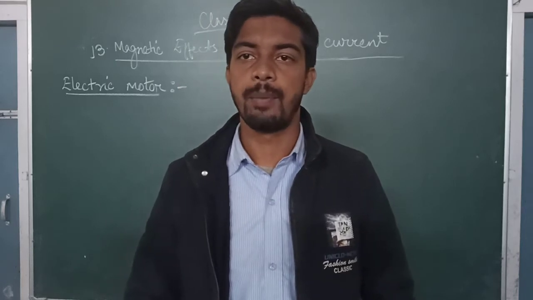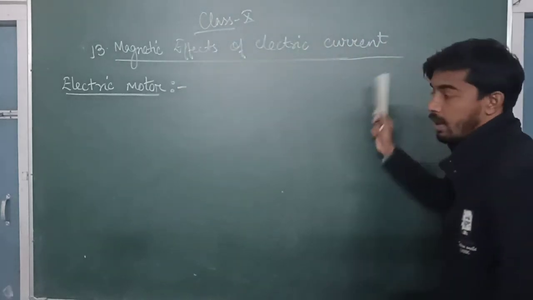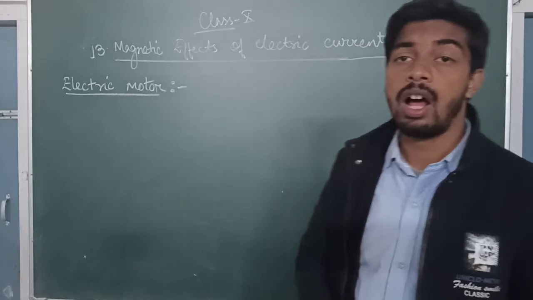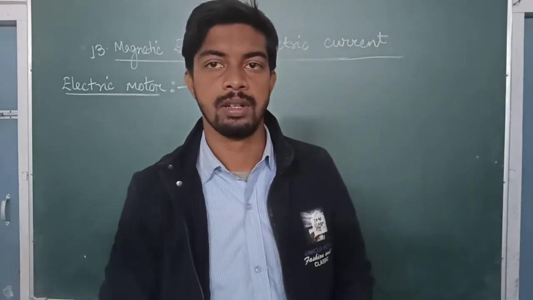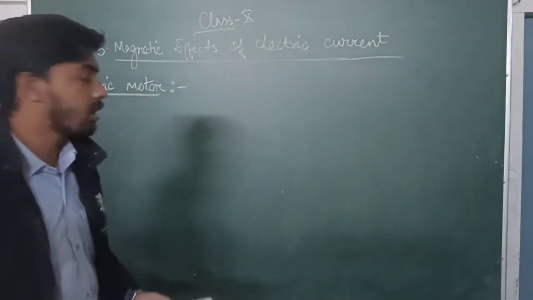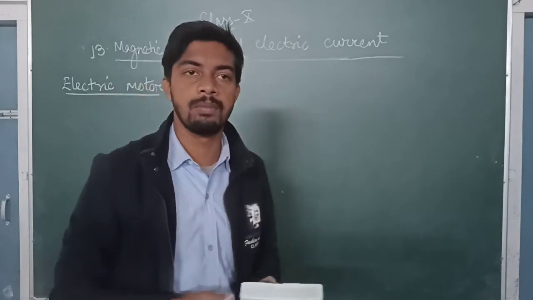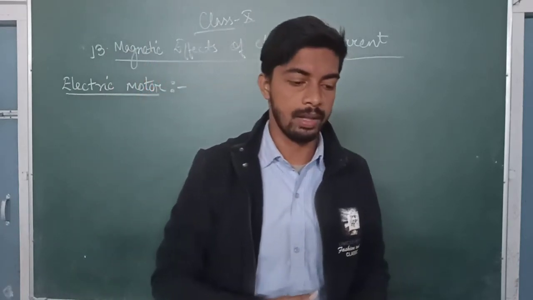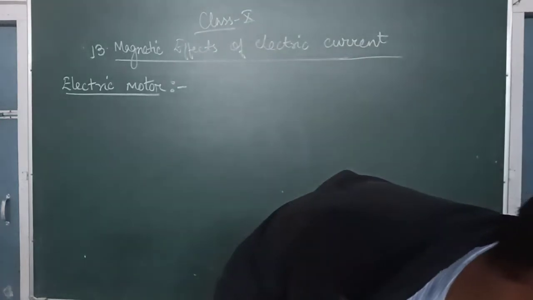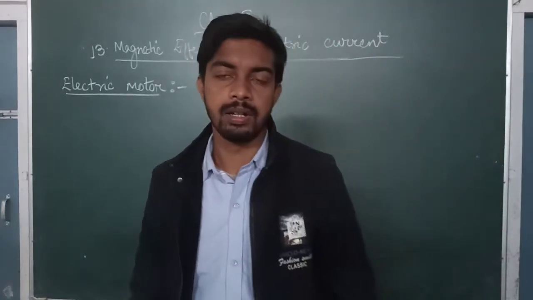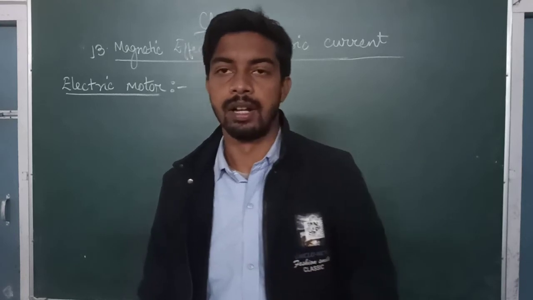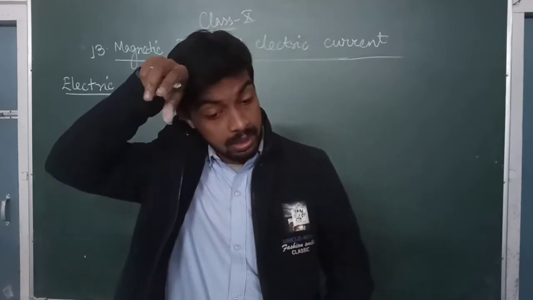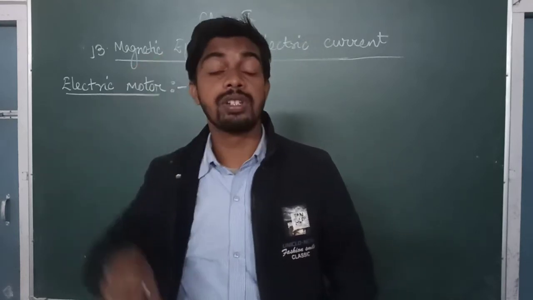So we were studying the chapter magnetic effects of electric current, and today we'll learn how an electric motor works. An electric motor is a device which is used in many appliances like a fan, washing machine, and devices like computers, MP3 players, in CD writers, etc. So electric motor is very useful and mostly used device.